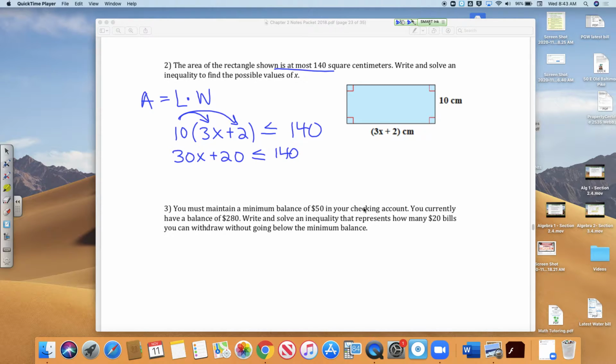Then we would solve this two-step inequality by first getting rid of the plus 20 by subtracting 20 from both sides. We get 30x is less than or equal to 120. And when we divide both sides by 30, we're going to get x is less than or equal to 4.